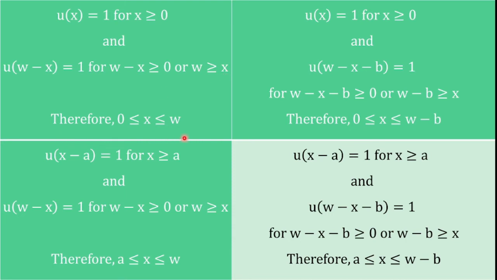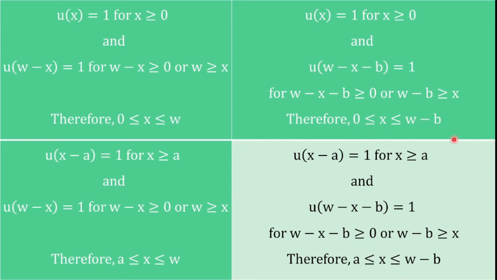And the second integral term, the first unit step function is u of x, and the second unit step function is u of w minus x minus b, which is equal to 1 for w minus x minus b greater than or equal to 0, that is, w minus b greater than or equal to x. Here x is greater than or equal to 0, and x is less than or equal to w minus b. So the range of x is 0 to w minus b.